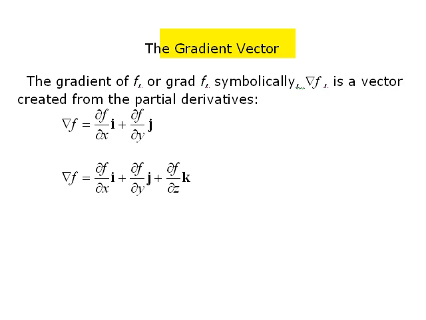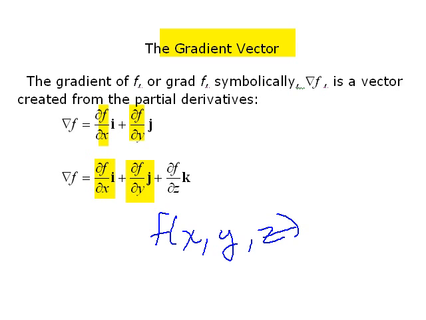So here's the gradient vector. To construct the gradient vector, you take the partial derivatives and then organize them, putting the partial with respect to x in the i direction and the partial with respect to y in the j direction. If f is a function of three variables, then you'll have the partial with respect to x in the i direction, partial with respect to y in the j direction, and then you would have also the partial with respect to z in the k direction.